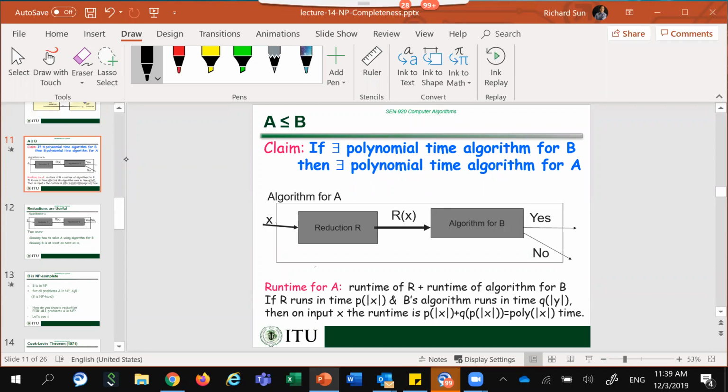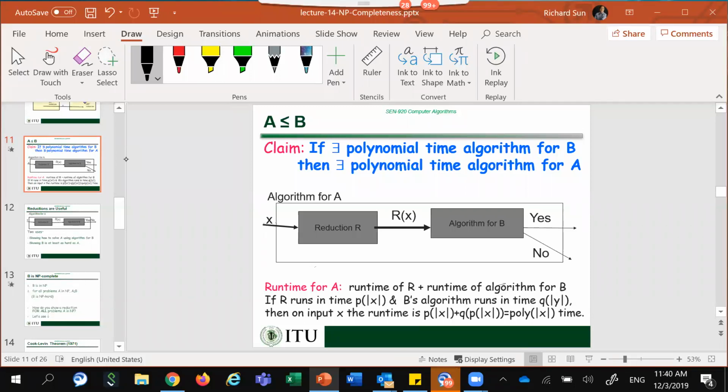Now the runtime for A is equal to the runtime of R, the polynomial time reduction transformation, plus the polynomial runtime to solve the problem instance in B. Adding these two together will be the runtime for A. So this should be quite logical.